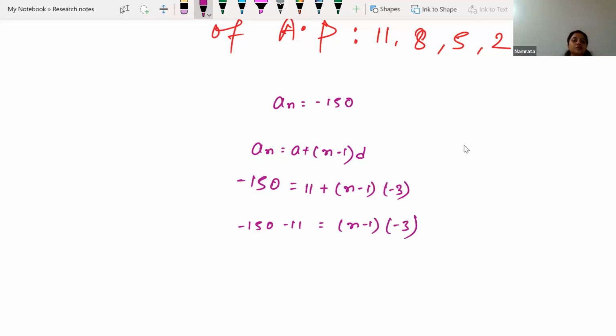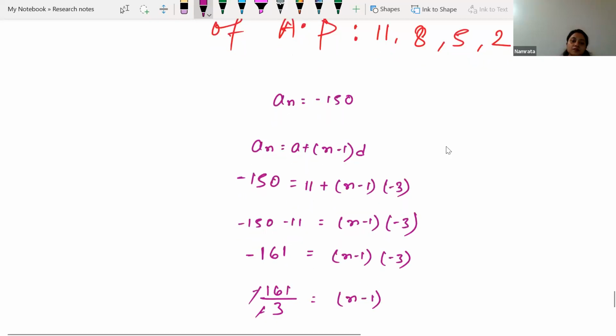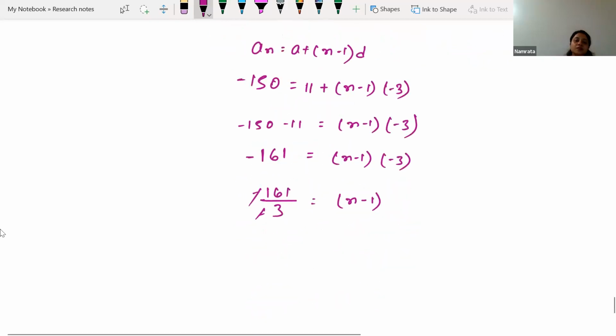So here minus 161 is equal to n minus 1 times negative 3. Like the previous one, we'll be sending negative 3 to the other side. What are we going to get? Minus minus will cancel out each other. So is it divisible? Is it? No. It's not divisible.